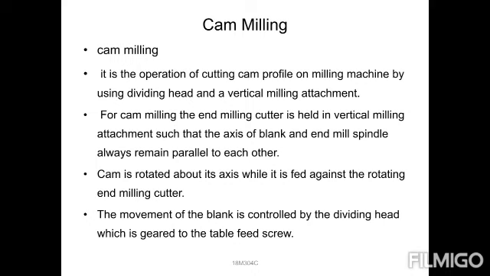In order to cut with the vertical attachment, the axis of blank and mill are in contact, producing many number of profiles. The movement of blank is controlled by the dividing head, which gives the feed to the table. Right, this is the main thing.